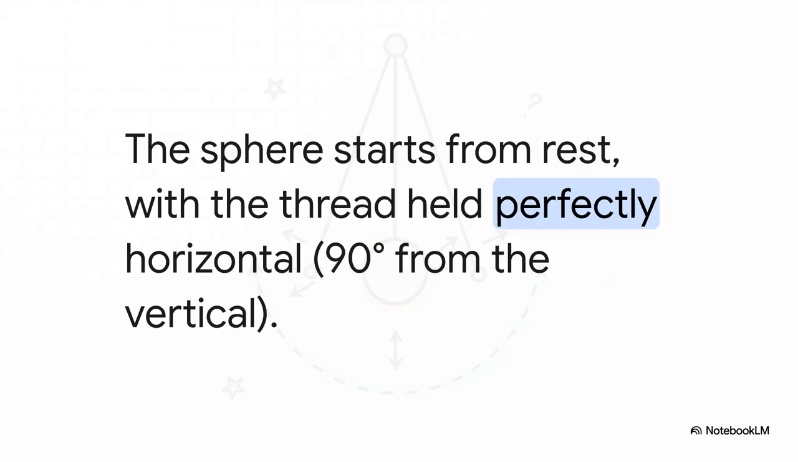So here's the setup. The ball starts way up high, totally horizontal. That's 90 degrees from the vertical, and it's just hanging out, not moving. Then we let it go, and as it swings down, our mission is to create these two powerhouse formulas, one for its acceleration and one for how tight that string is, the tension. And the cool part is, these formulas have to work for any angle theta along that path.